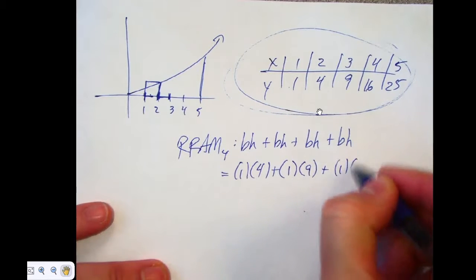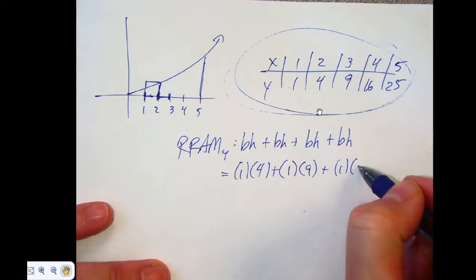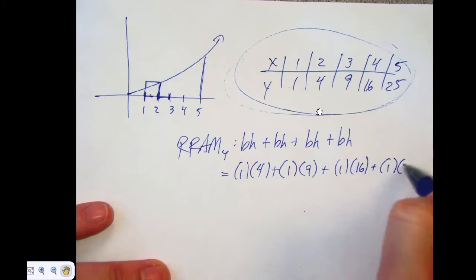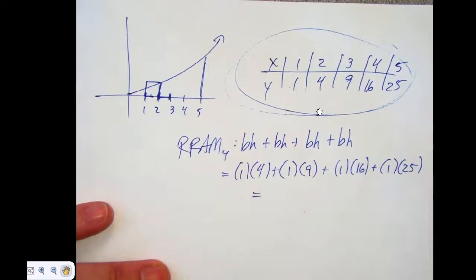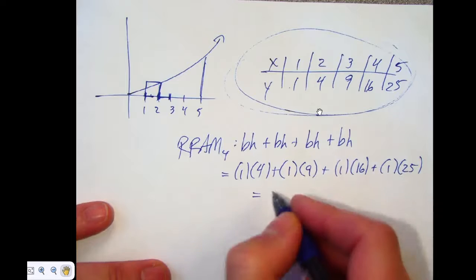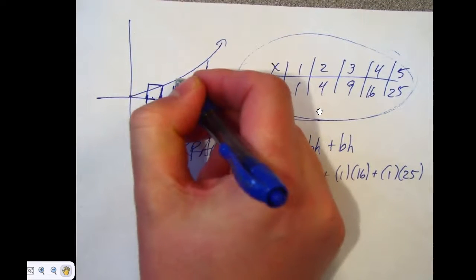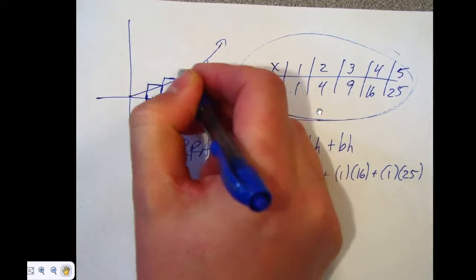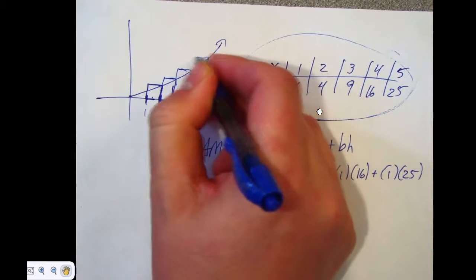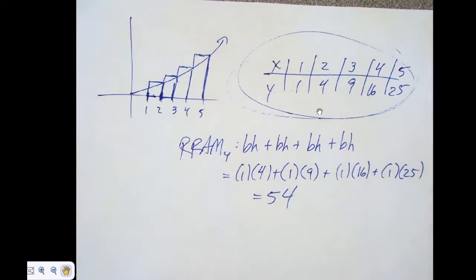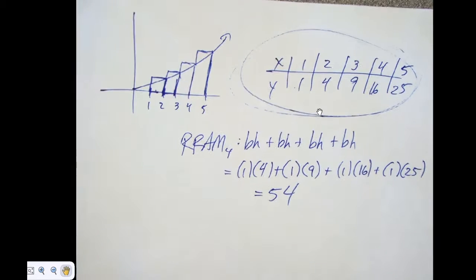So then it'd be 1 times, what's next? 16, and then 1 times 25. So that comes out to... Yeah, 54. So if I drew those, it would look like this. Does that help? Trap.